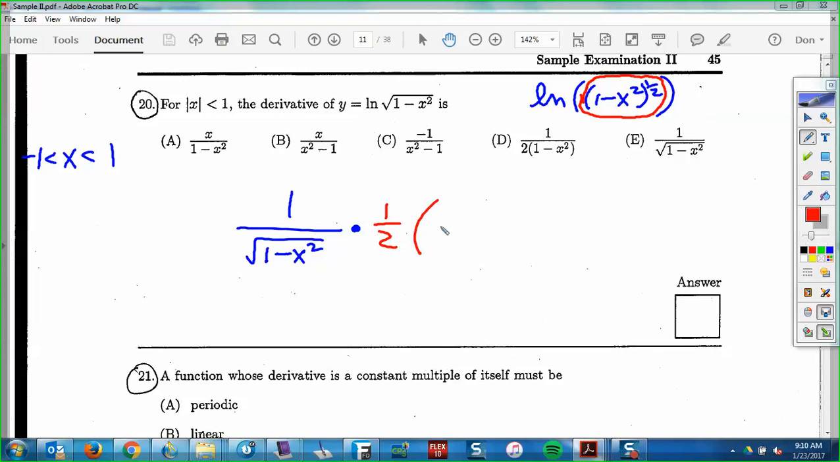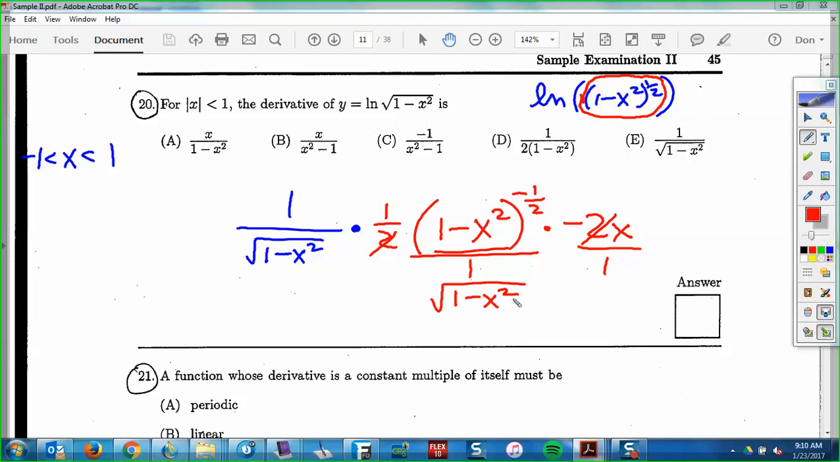1/2 times 1 minus x squared to the negative 1/2 times, no, negative 2x. Right? Now, what do you notice here? You put that at 1, you put that at 1, like that. This 2 would cancel that 2. This would go down to the bottom. Wouldn't that be a square root of 1 minus x squared down here? Wouldn't that flip down there and be on the bottom?